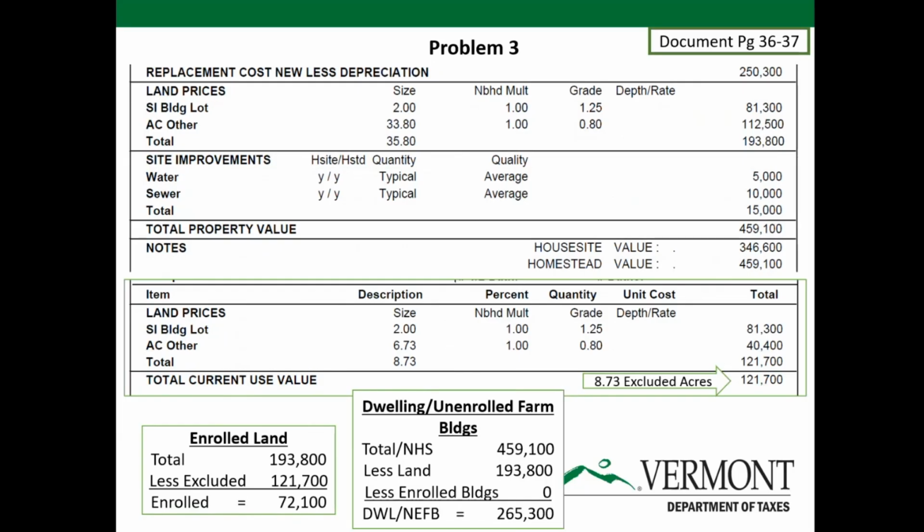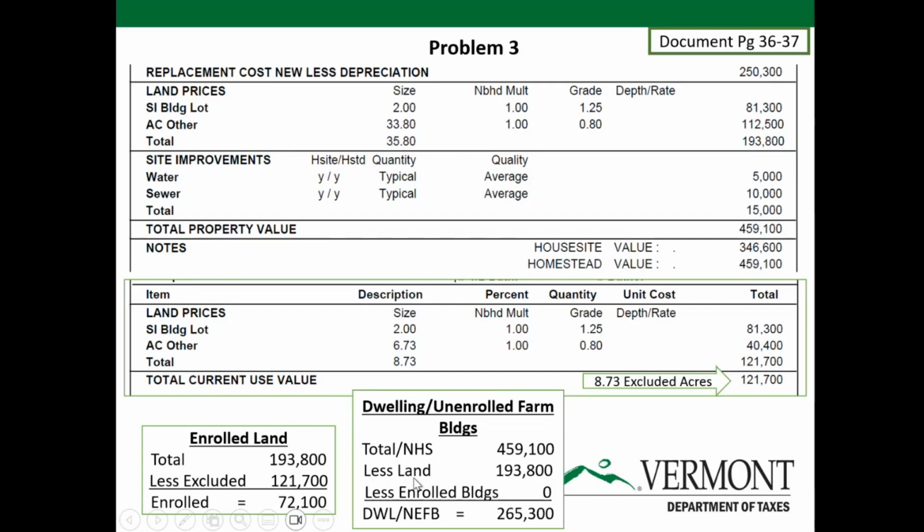All right. So now we need to talk about all of the other value. If you'll remember that there were no enrolled farm buildings on this parcel, so that makes this example a little bit easier. The way that I like to do this math is I take the total value, which is also the non-homestead value in this scenario without a homestead declaration. Total parcel value is 459,100, which you're going to get from the cost report. Am I dyslexic today? That might be true.